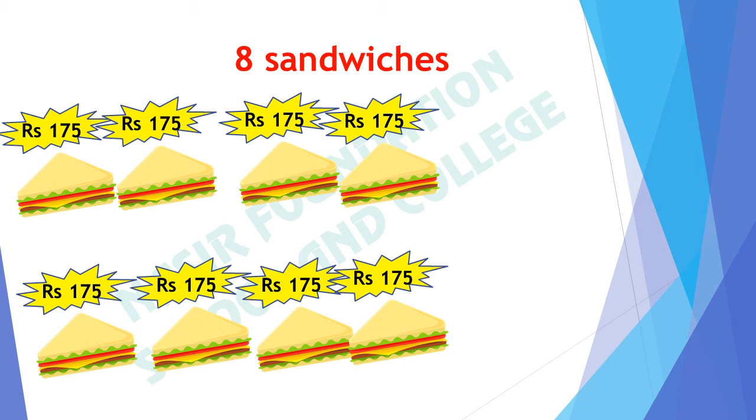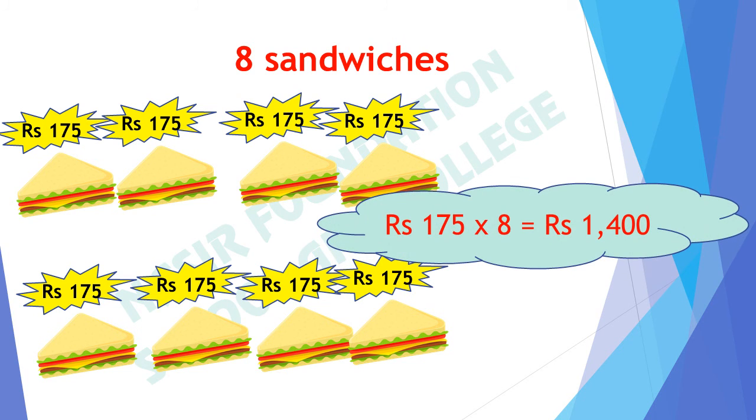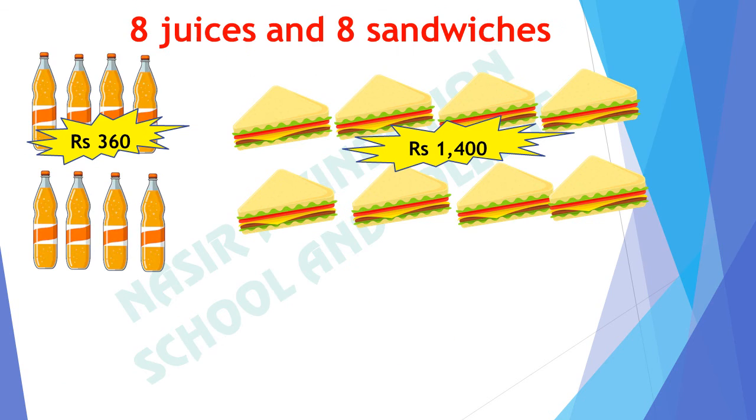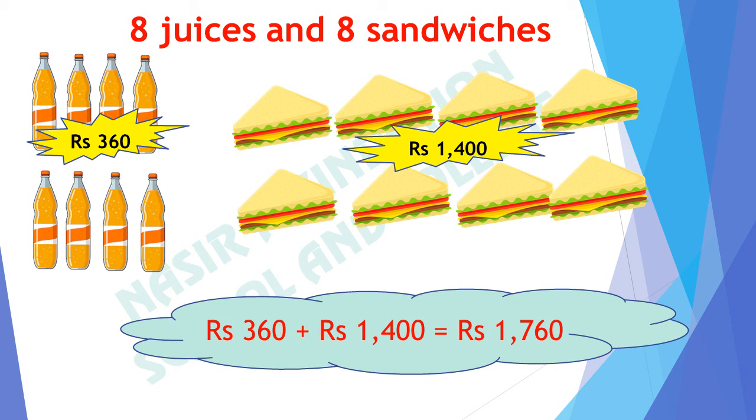Now we will find out the price of 8 sandwiches. As the price of one sandwich is 175 rupees, we will multiply it with 8. And we get 1400 rupees. Now we will add the amount 360 rupees and 1400 rupees. If we add, we get the answer 1760 rupees.